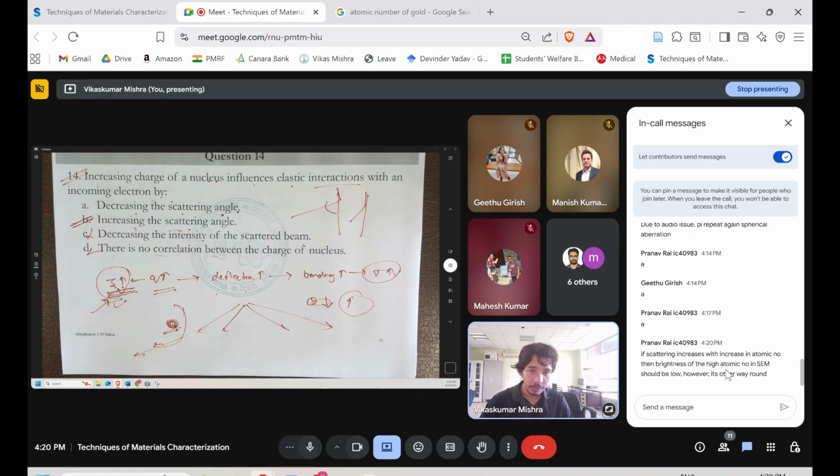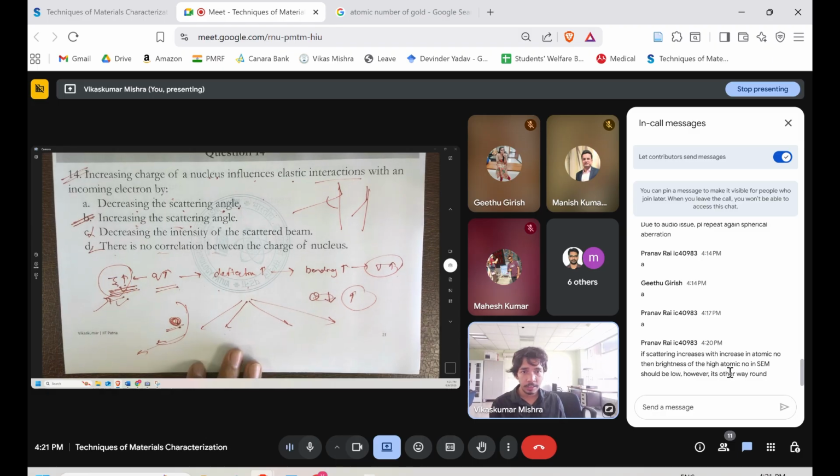Okay, let's see the question. It's good that we should ask the question. If the scattering increases with increasing atomic number, then the brightness of the higher atomic number in the SEM should be low. However, the other way around. Okay, let me read it. If the scattering is increasing with increase in the atomic number, then the brightness of the higher atomic number in SEM should be low. However, the brightness of the higher atomic number should be low. No, see, you are thinking it.